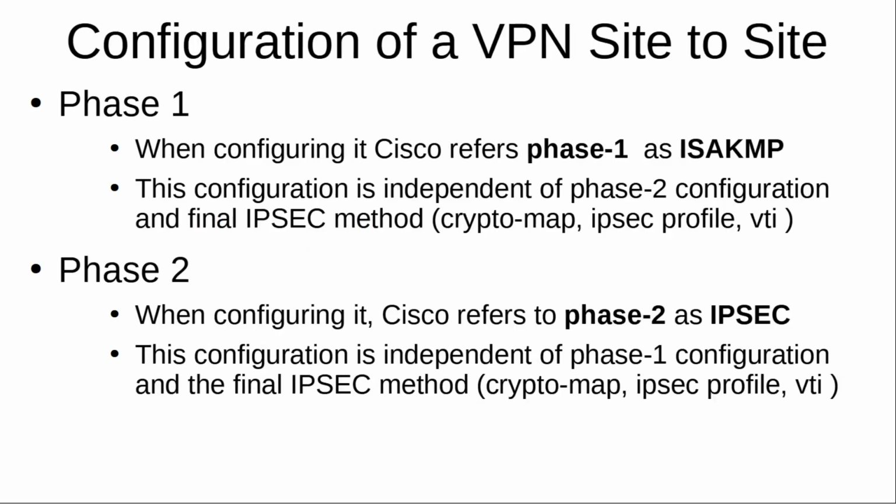Now, regarding the configuration for phase 1, if you are configuring a Cisco device, all the commands that start with ISAKMP are related to phase 1. So every time you see ISAKMP in Cisco, think of phase 1. And any command that says IPsec is phase 2. So remember that ISAKMP is phase 1 and IPsec commands are phase 2.